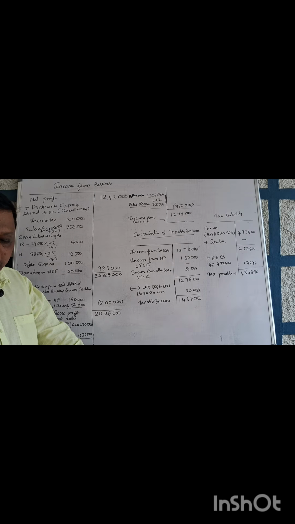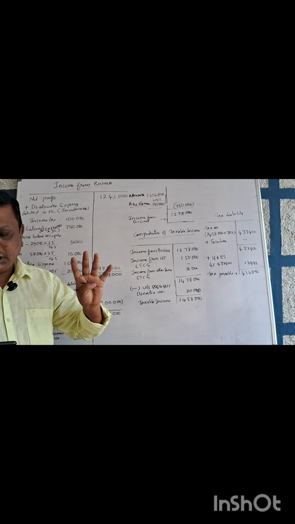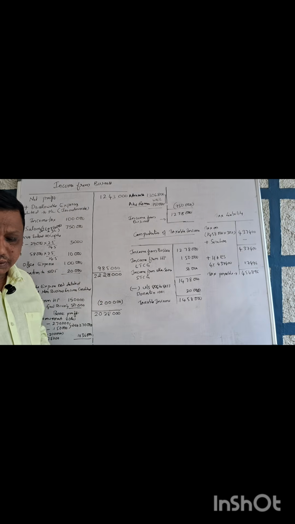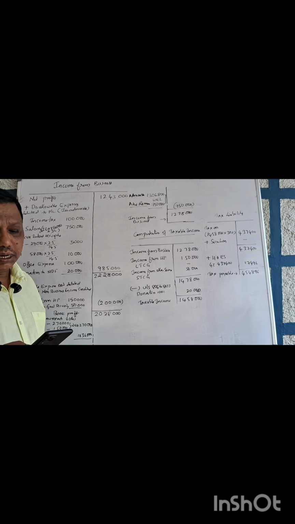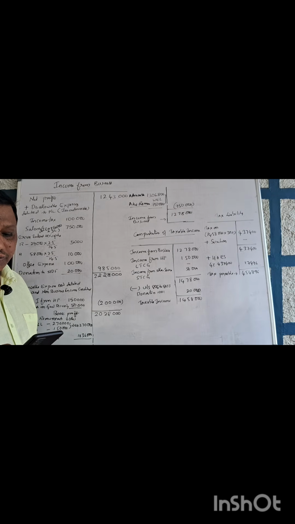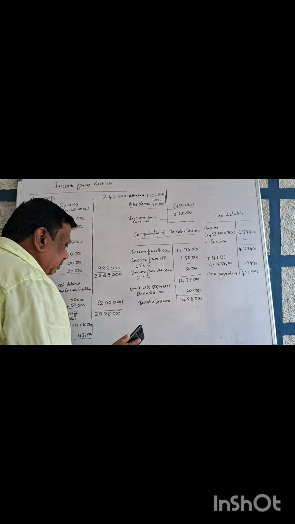Calculate total income and tax liability of the firm. So what is total income? All incomes together: income from business, income from house property, income from long term capital gain, short term, whatever. All incomes, for that we are paying tax. First I'll calculate income from business. There are three methods.